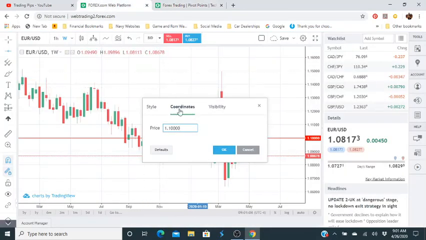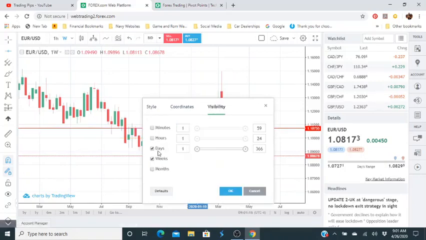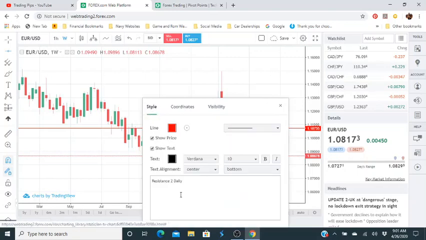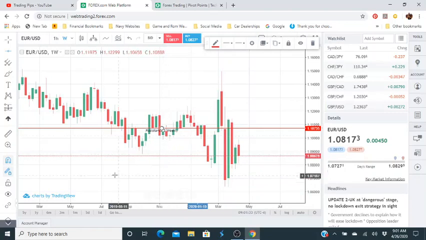All right, so 110.735. And we'll go to visibility. Instead of being on days, we're only going to click weeks. And we're going to click on style, and then we're going to change that to resistance 3 weekly. So now, once we click on OK, we have our new resistance line.